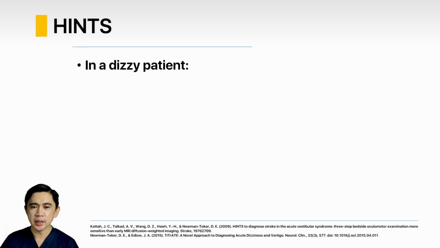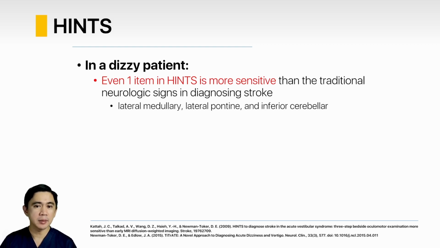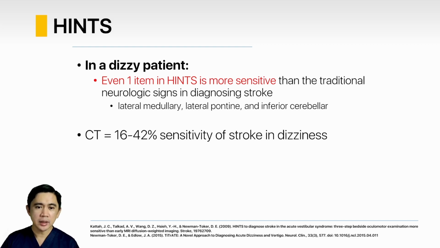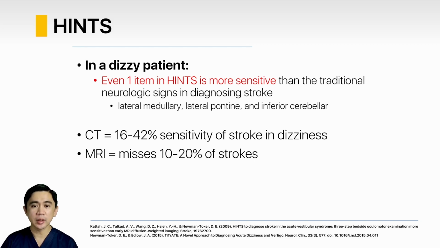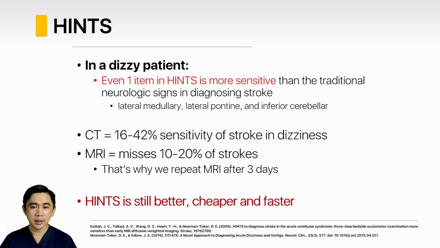So, in a dizzy patient, even one item in HINTS is more sensitive than the traditional neurologic signs in diagnosing stroke, especially in the lateral medullary, lateral pontine, and inferior cerebellar region. If you do a CT scan, it is only sensitive in 16 to 42% of strokes, and MRI misses 10 to 20% of strokes. That's why we repeat MRI after 3 days. Therefore, HINTS is still better, cheaper, and faster.